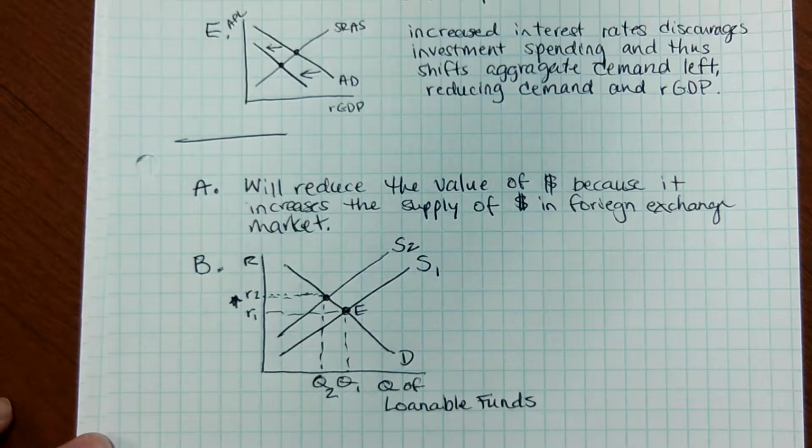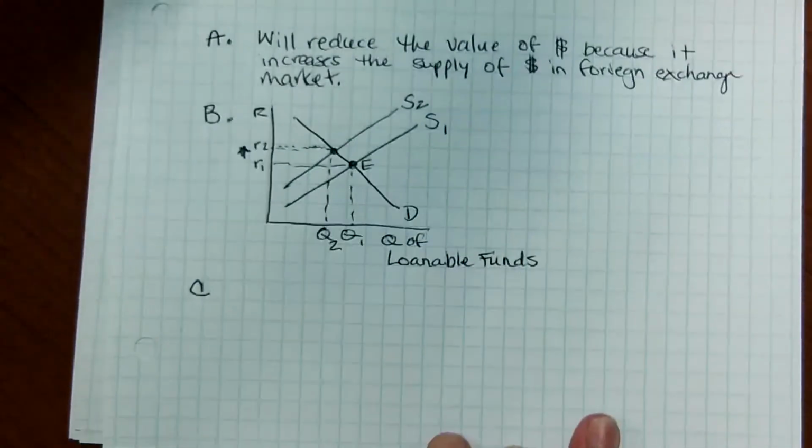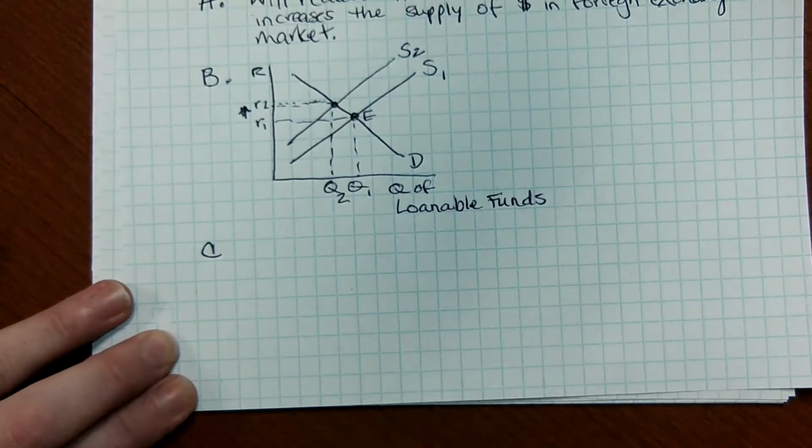All right, where are we now? C. And I'm falling off the paper, so hold up. Given your answer in part B, what will happen to Terra's rate of economic growth?